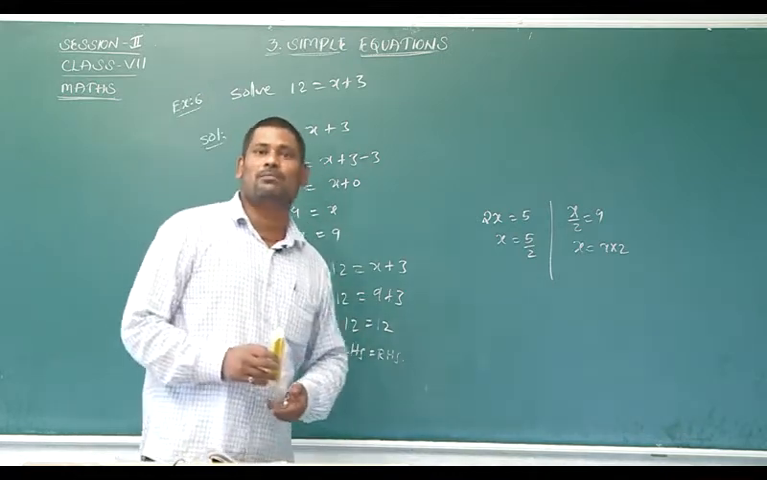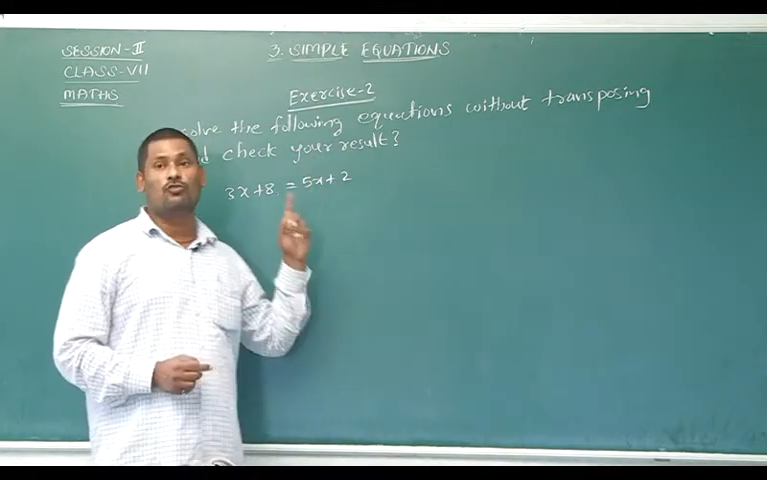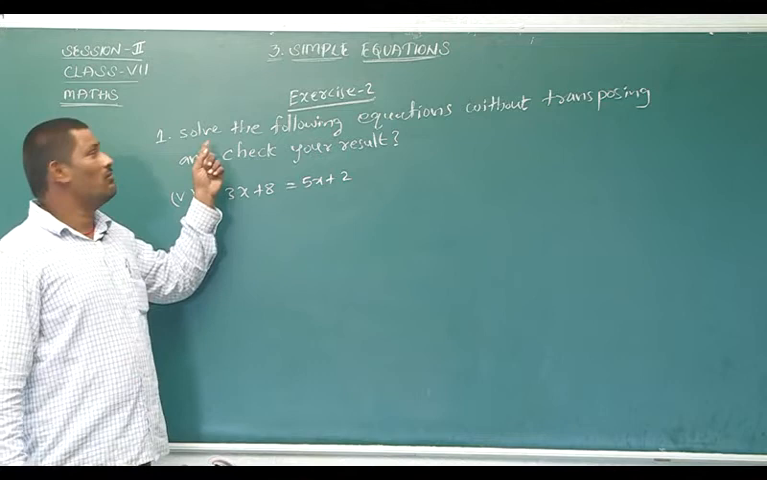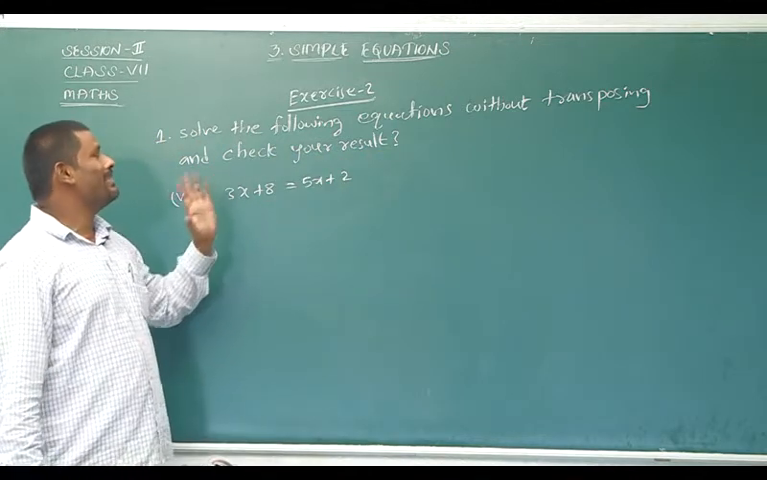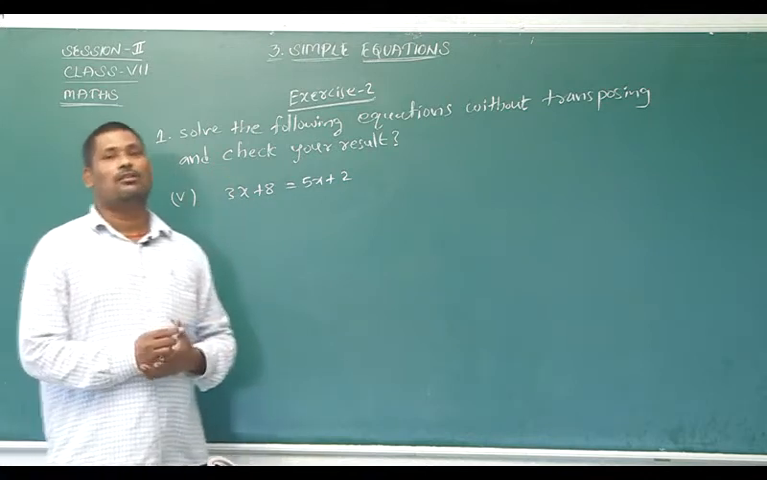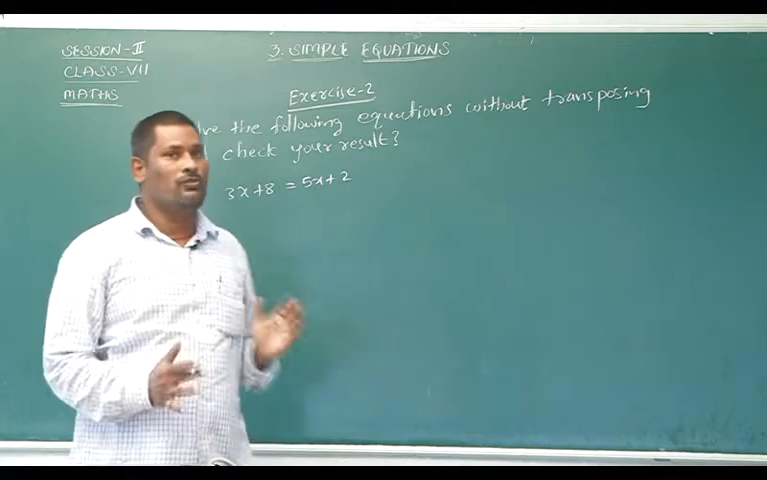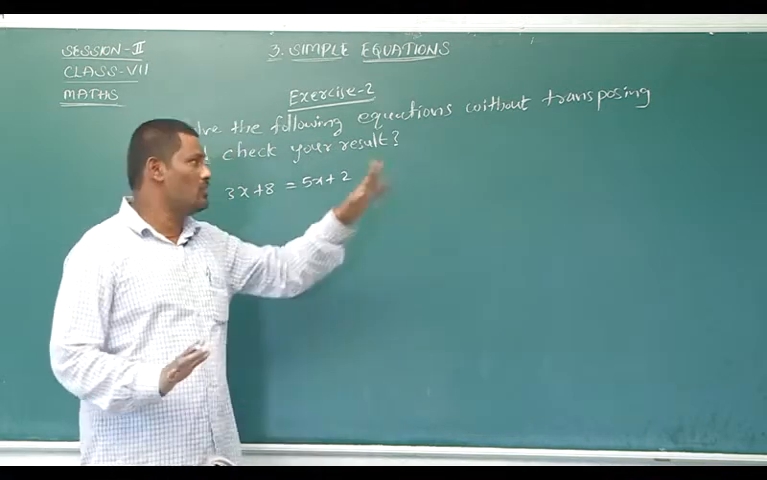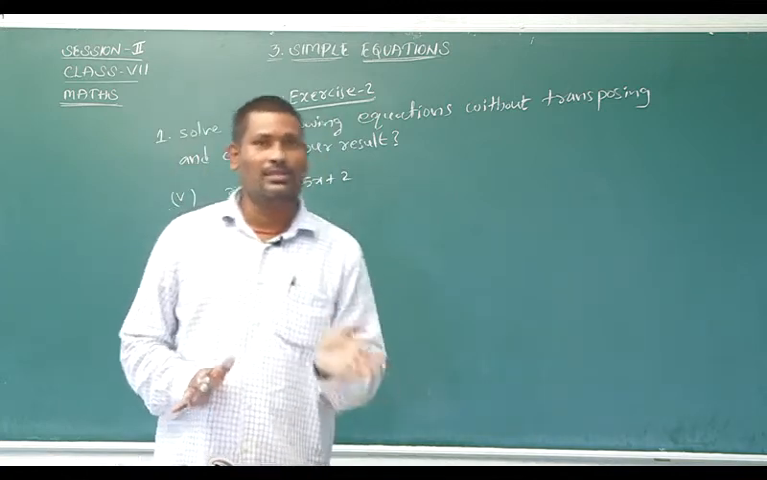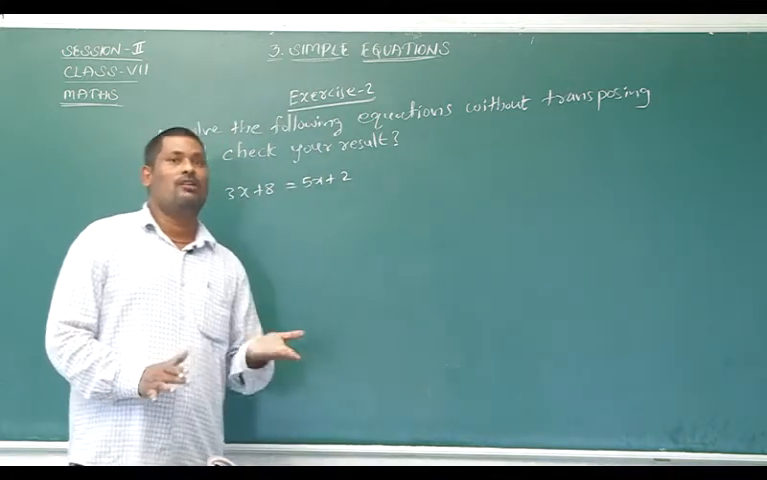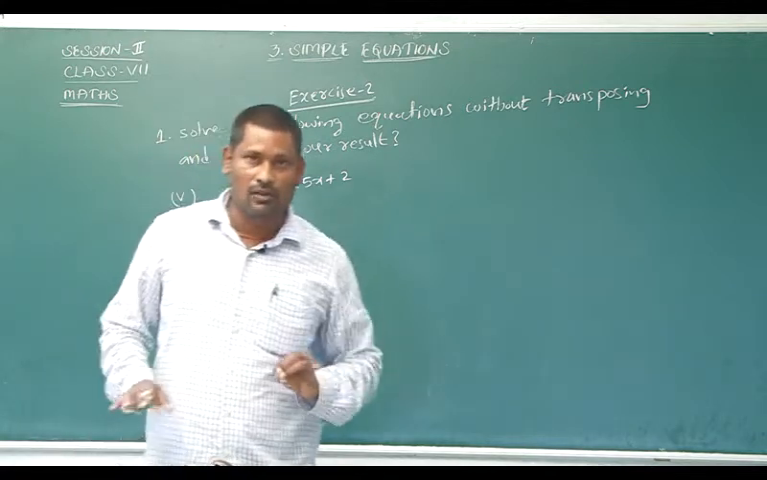Let us see the exercise problems now, exercise 2, first bit. Read this sentence once: solve the following equations without transposing and check your result. We have discussed transposing properties, but in this bit we should not transpose, because it is clearly mentioned, without transposing. That means we add the same quantities on both sides, subtract the same quantities on both sides, and multiply and divide by the same quantities on both sides. By that method we solve this.